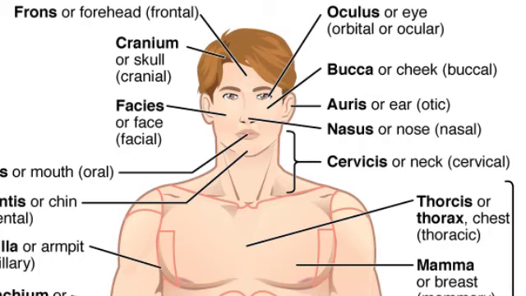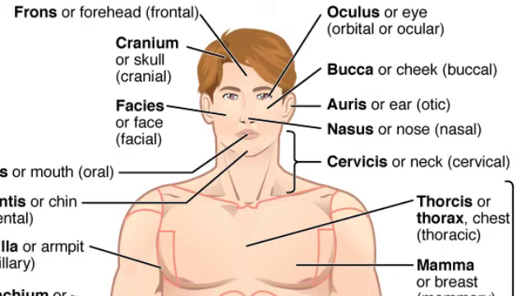We have the frons or forehead, in the frontal. We also have cranium or skull, in the cranial. We have facies or face, or facial. We also have the oris or mouth, or oral. We also have oculus or eye, or orbital or ocular. We also have bucca or cheek, or buccal.